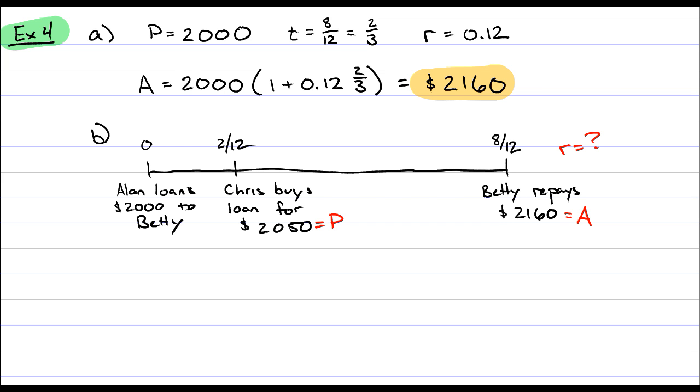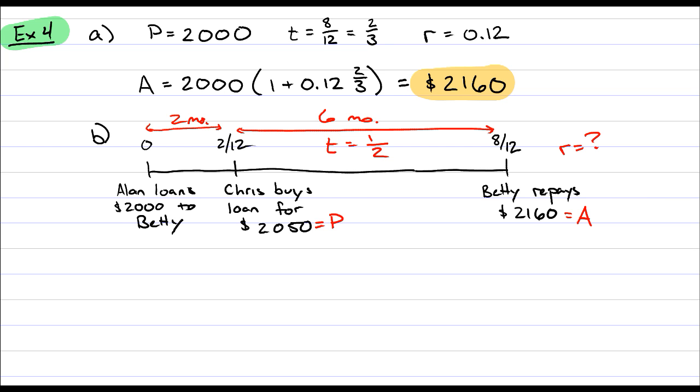But notice, as far as Chris is concerned, he makes the investment 2 months in, and then he's going to get paid 6 months later. So there are 8 months total. This is 2 months. But this is going to be 6 months. So Chris is going to get paid back 6 months after he buys the loan. So we're going to use T equals 6 over 12, or 1/2 for the time. Now that we have all that figured out, this problem is actually fairly simple.